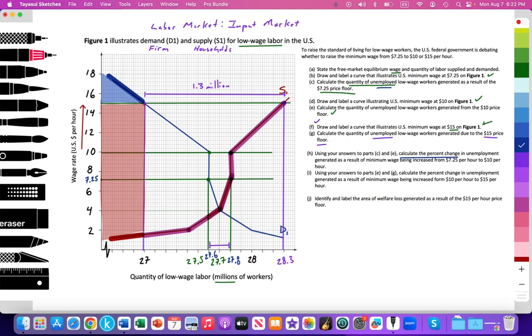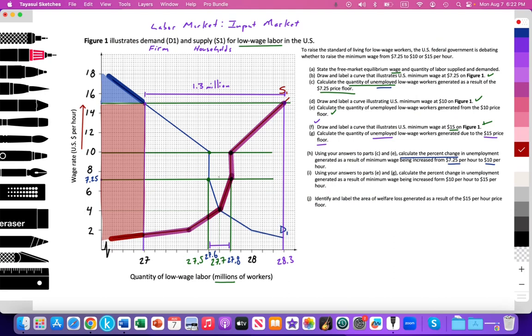So what is the percent change in unemployment that's been generated as a result of minimum wage being increased from $7.25 per hour to $10 per hour? I want you to pause this video and think about, calculate what that would be. Pause the video now. Okay, so let's take a look.